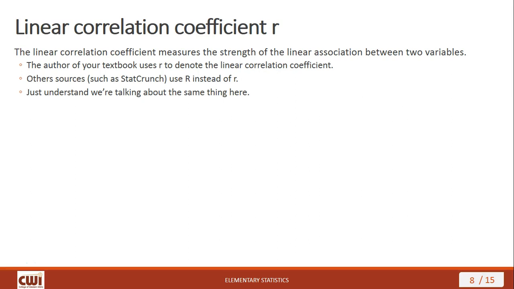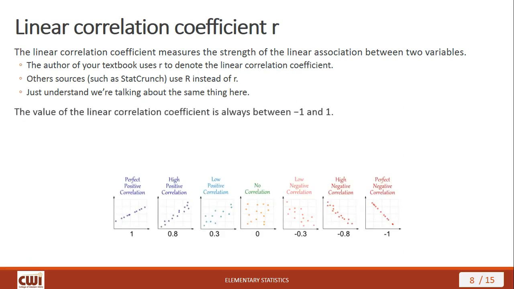Just understand that you're going to see different denotations from different sources, and it doesn't matter because we're all talking about the same thing. So whether it's a capital letter R or a little letter r, we're talking about the linear correlation coefficient. The value of the linear correlation coefficient is always between -1 and 1. So you'll never see an R value that's greater than 1 or less than -1. Here on the bottom of the screen, you're seeing a scale that helps us interpret the meaning of the linear correlation coefficient.